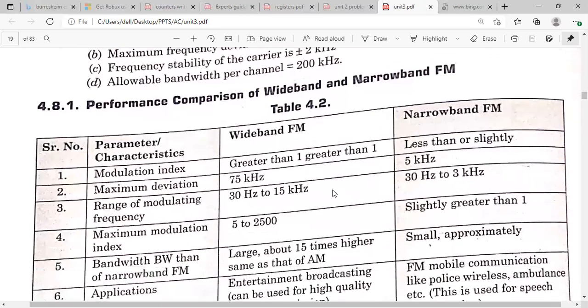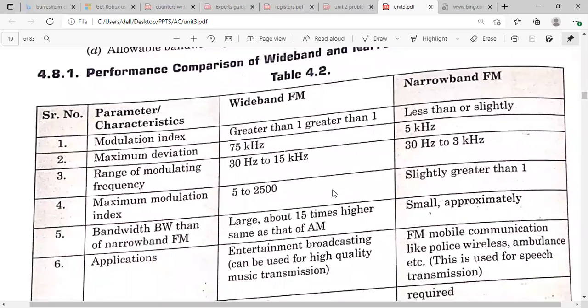Okay, and what is the comparison between the wideband FM and narrowband FM? To get the narrowband FM, the modulation index should be less than 1. To get the wideband FM, it should be greater than 1. And the maximum deviation for wideband FM is 75 kilohertz. For the narrowband FM, the maximum deviation is 5 kilohertz.